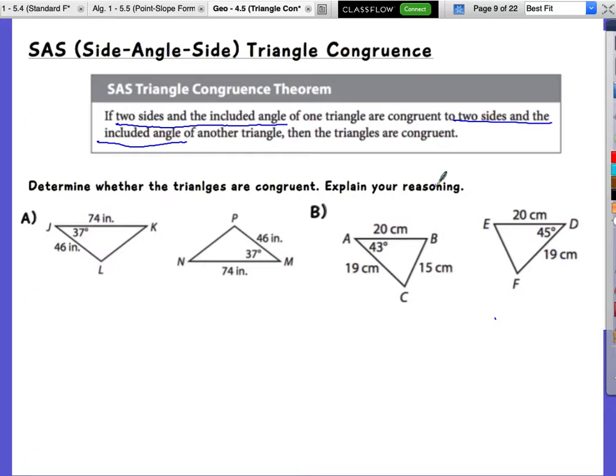So just like the included side would be between the two angles, the included angle would be between the two sides, where the two sides meet. If we look down to letter A here, we're going to start using this. What do we know about this picture? Go ahead and raise your hand and tell me some things that we might know about this picture. Dominic.